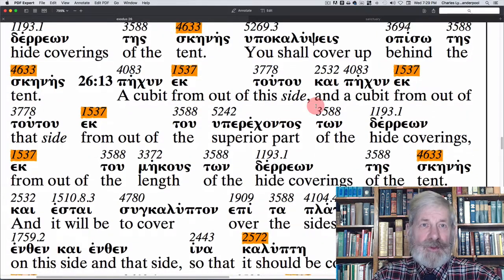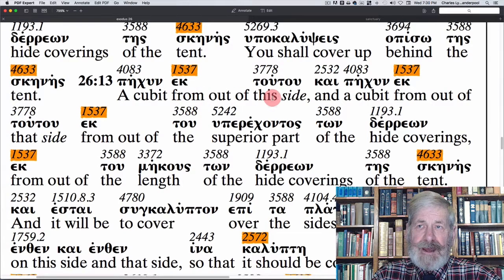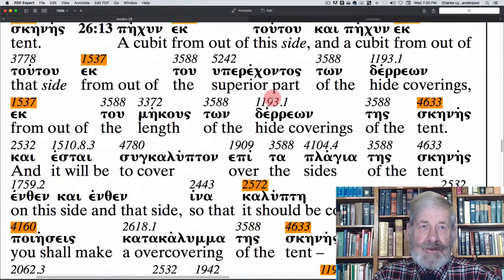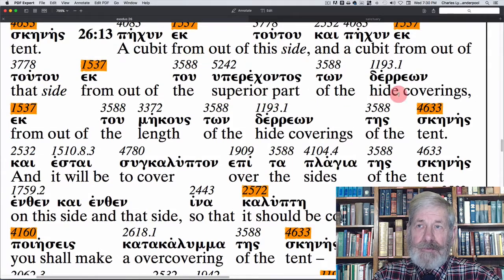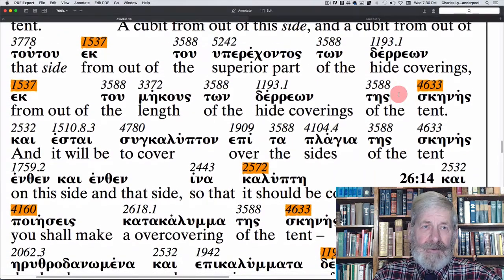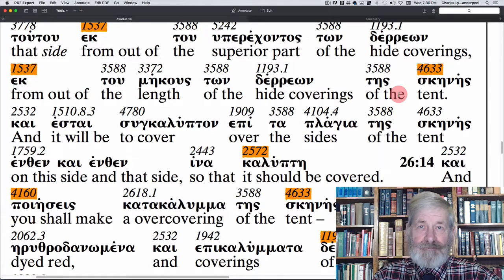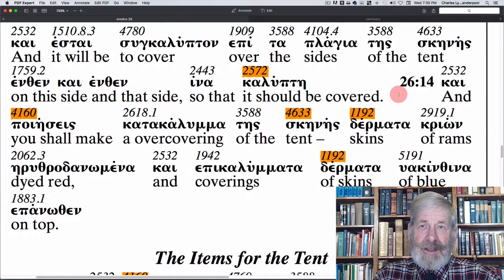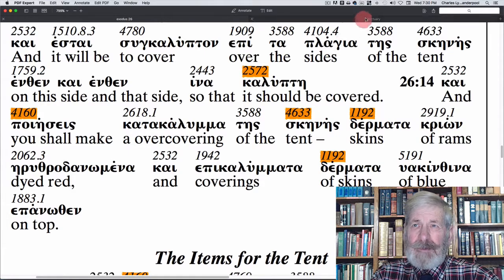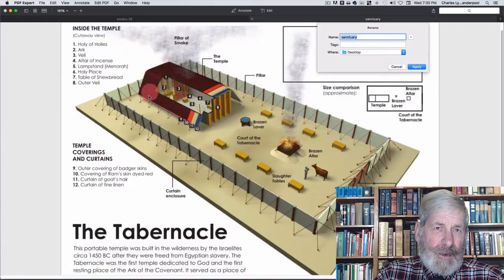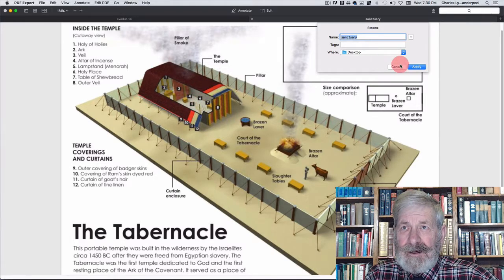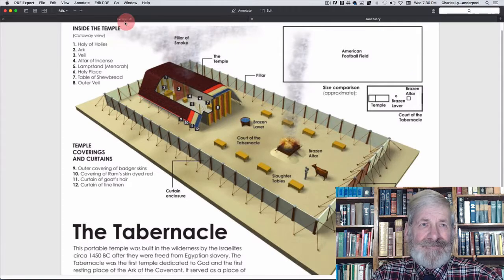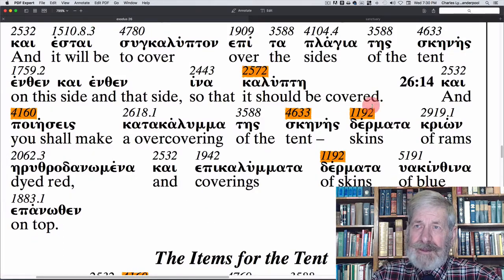I think it's called selvage. A cubit from out of this side and a cubit from out of that side. It's 18 inches from out of the superior part of the hide coverings, from out of the length of the hide coverings of the tent, and it will be to cover over the sides of the tent on this side and that, so that it should be covered, so it hangs over. Now in that picture, it shows these going way down here, but I'm not sure if that's accurate or not. But everybody's trying to do the best they can with this.